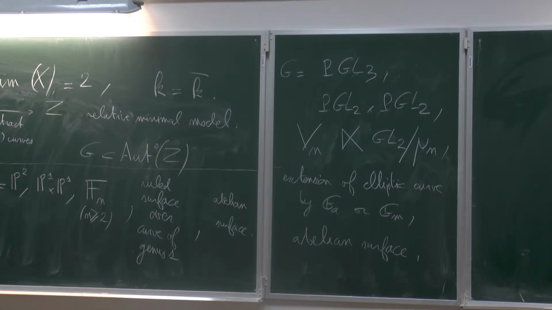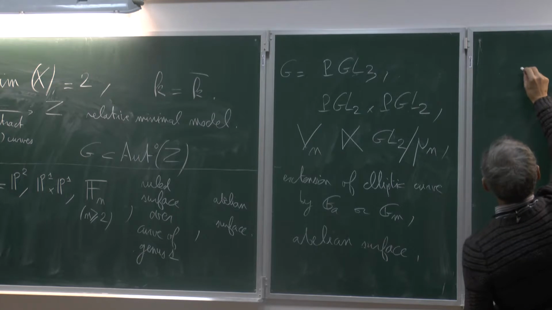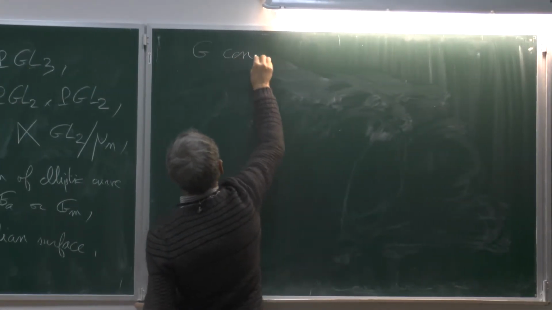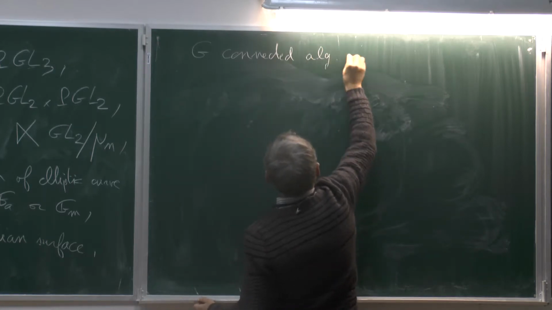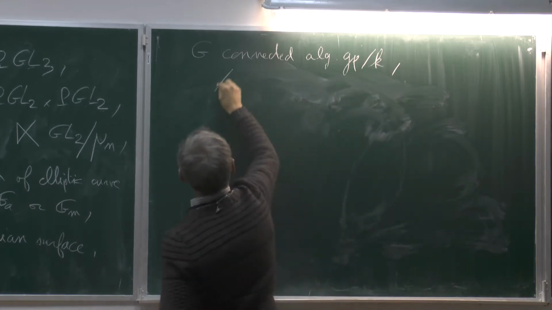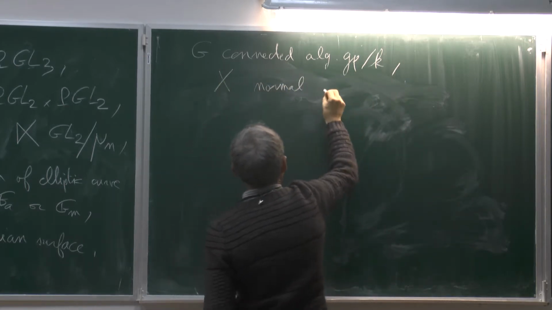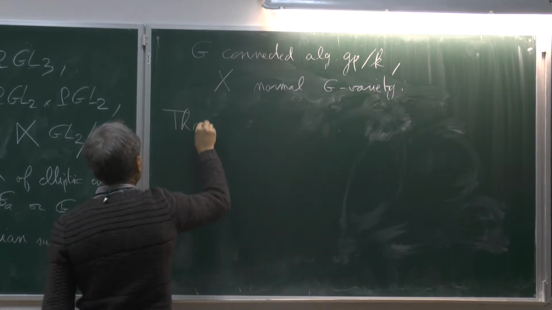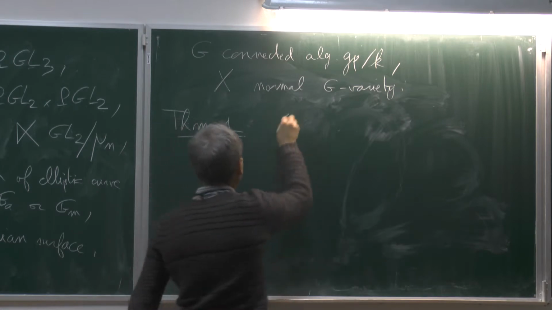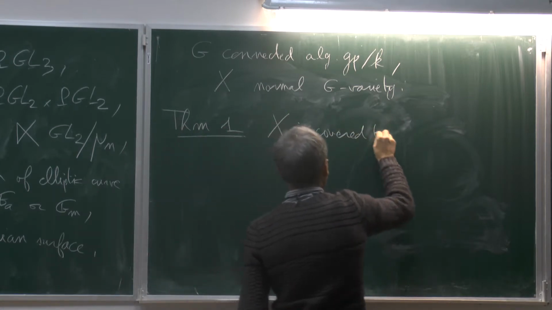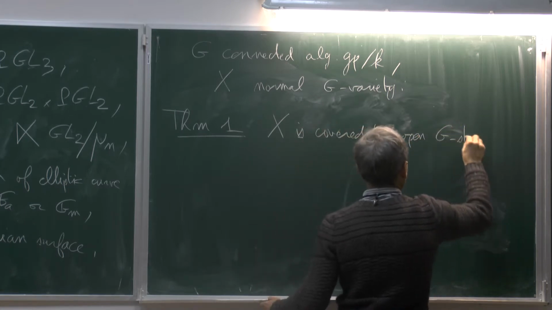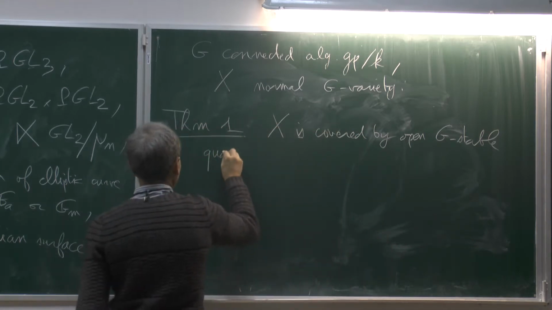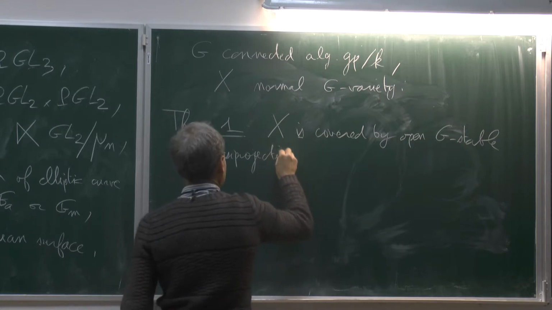Now I will explain how to prove this statement. Actually, there are two ingredients, which are on regular actions. So again, G will be a connected algebraic group over a field, and now X will be a normal G-variety. And there will be two statements. First of all, X is covered by open G-stable quasi-projective subsets.